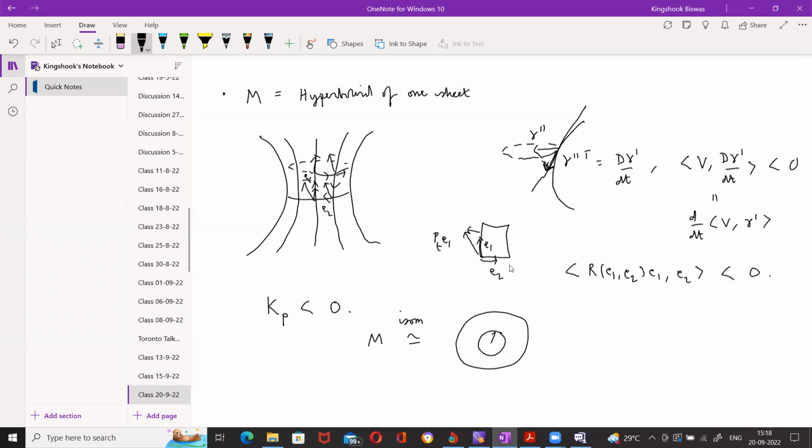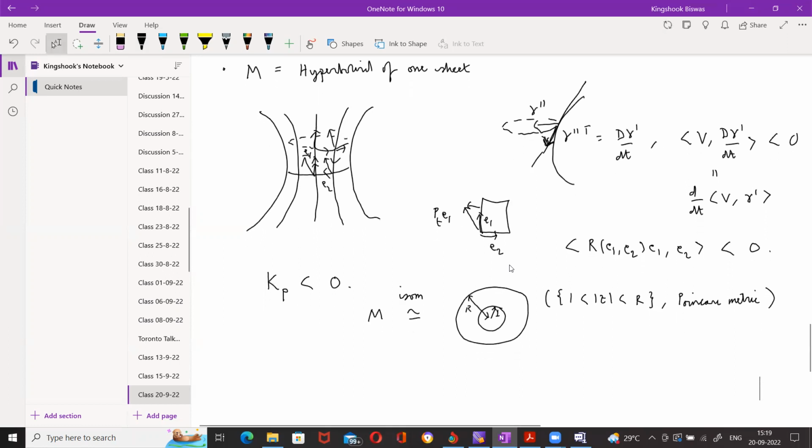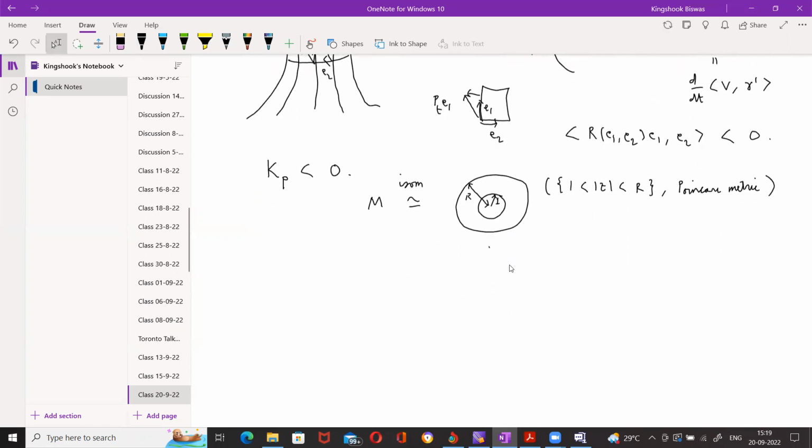So this is an annulus, say, of size 1 and R, an open annulus, 1 less than |z| less than R, together with the Poincare metric on this. Now, what is the Poincare metric? It means that if you take a planar domain, then in most cases the universal covering of this domain will be the unit disk or the upper half plane, same thing, right? In this case, we can see this universal covering as the upper half plane, together with the hyperbolic metric.